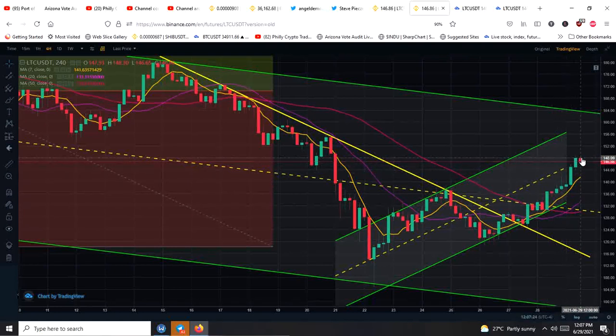So now it remains to be seen whether we can get through this, as well as maybe getting back up to the top parameters of this channel. Okay, again, we'll see here, guys, right in this area. This is where we're looking for a little bit of resistance, probably in the upper 150s, 160. Just to give you an idea.